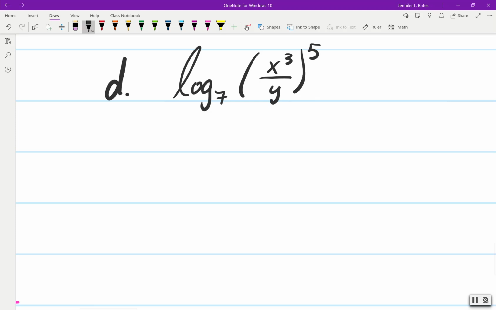Whichever way you want to start this problem, it doesn't matter. I'm going to go ahead and take that exponent 5 and move it inside the parentheses. So I'm just going to simplify that piece. I know that x to the 3rd to the 5th power is really x to the 15th, and y to the 1st to the 5th power is really y to the 5th.